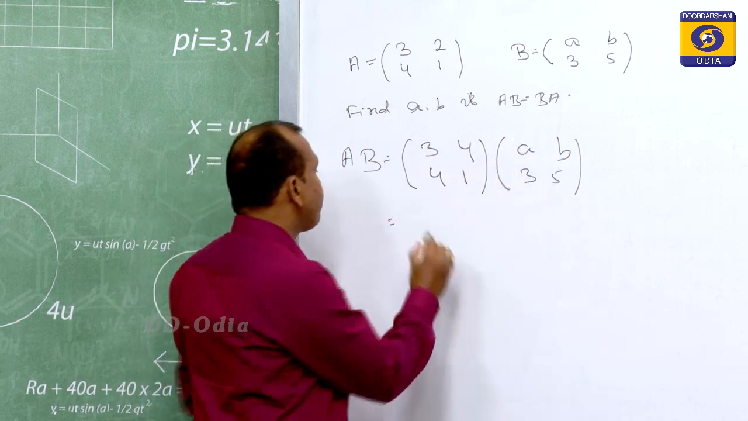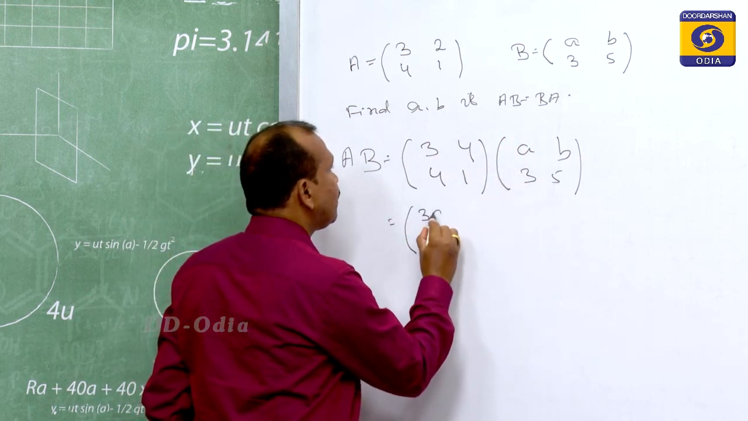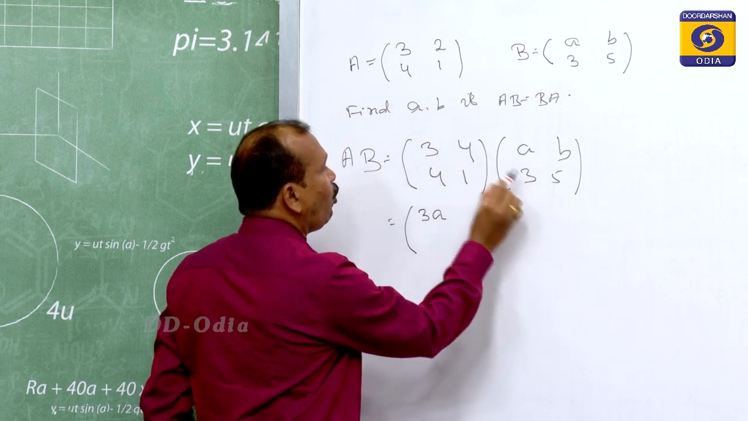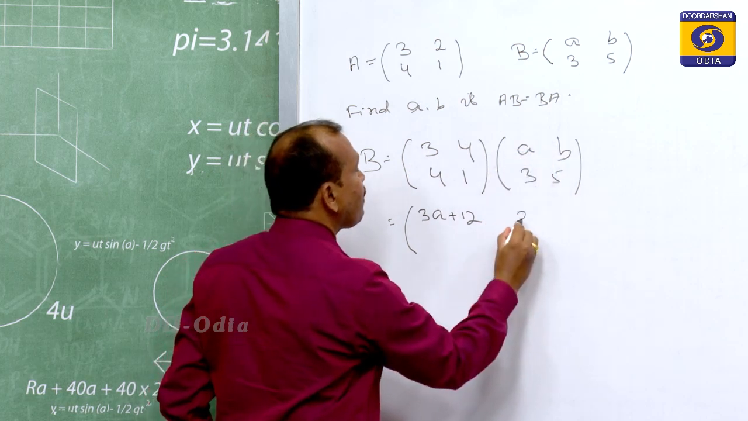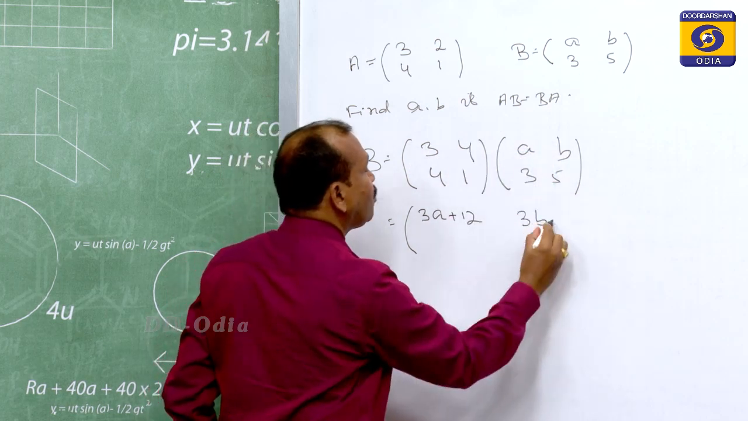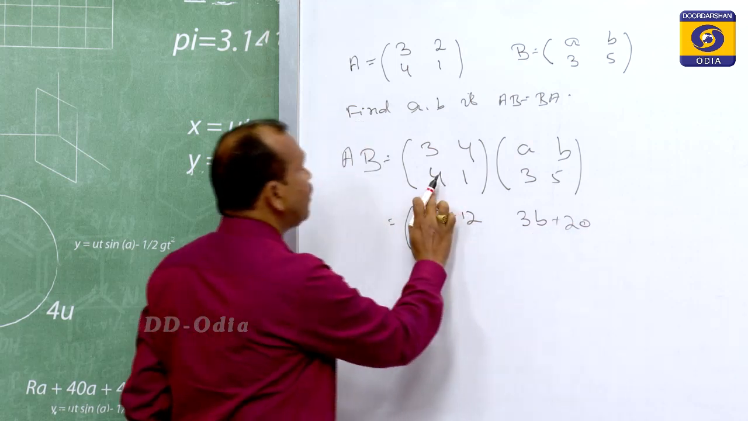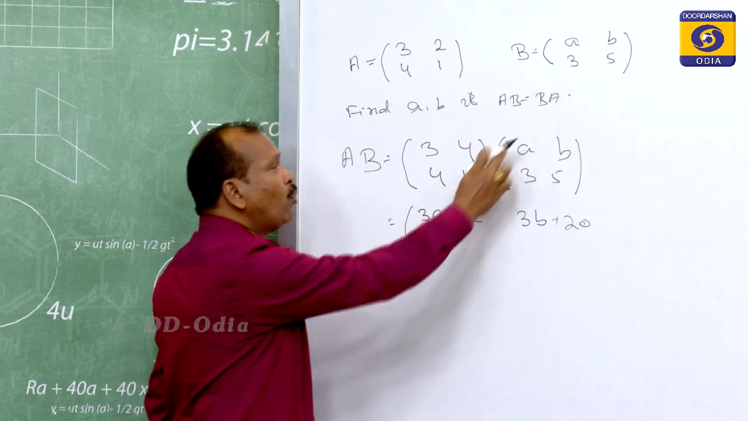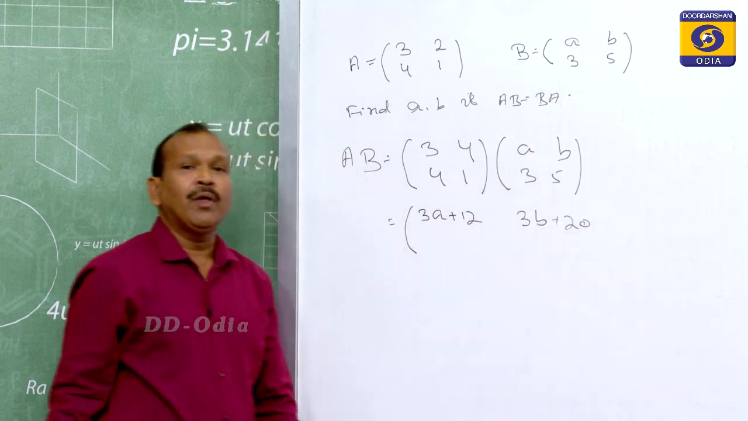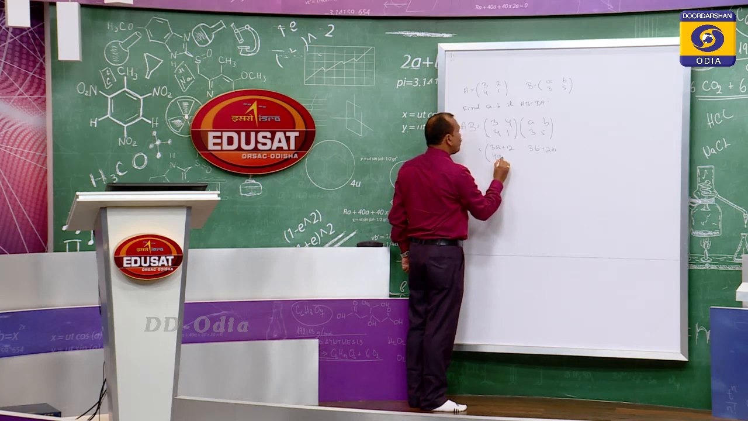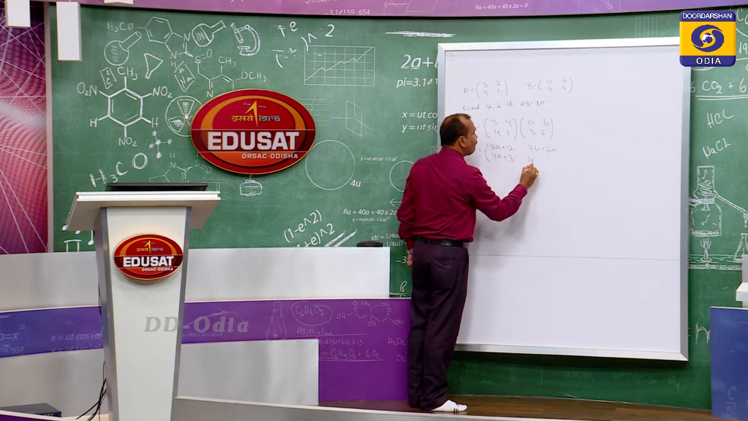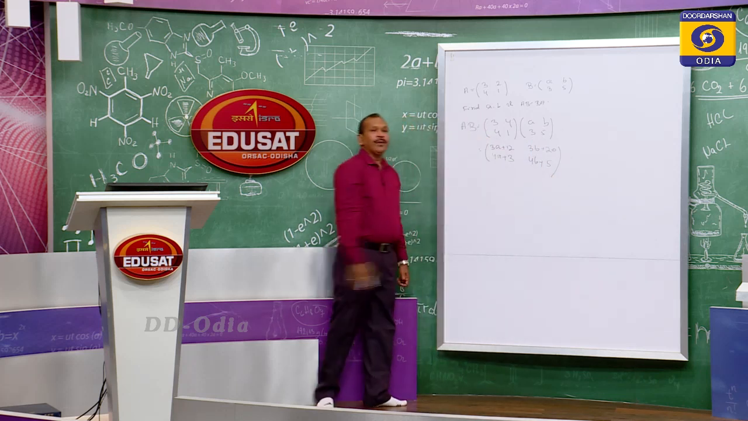So, 3a plus 2 into 3, which is plus 6. Similarly, 3b plus 2 into 5, plus 10. And the second row of the first matrix with the first column and second column of the second matrix gives 4a plus 3. Similarly, 4b plus 5. That becomes AB.